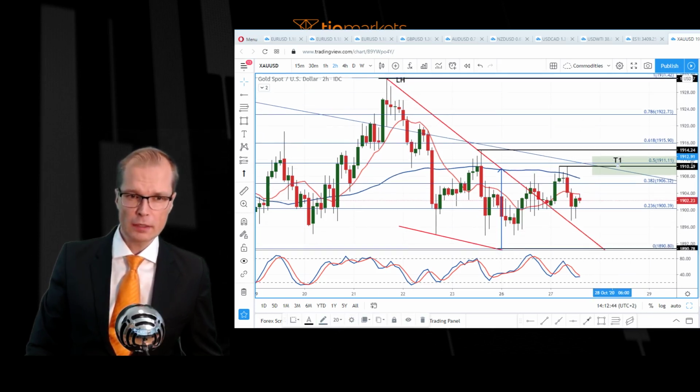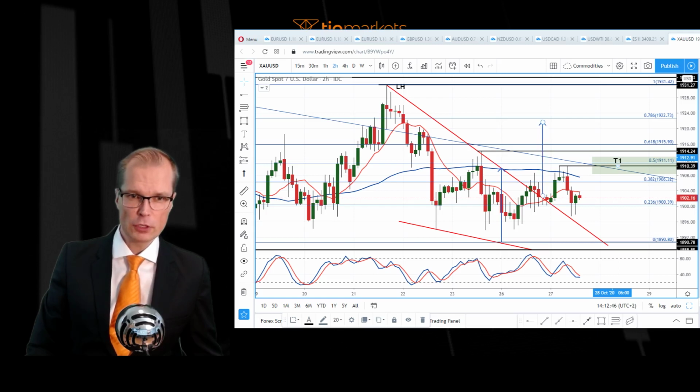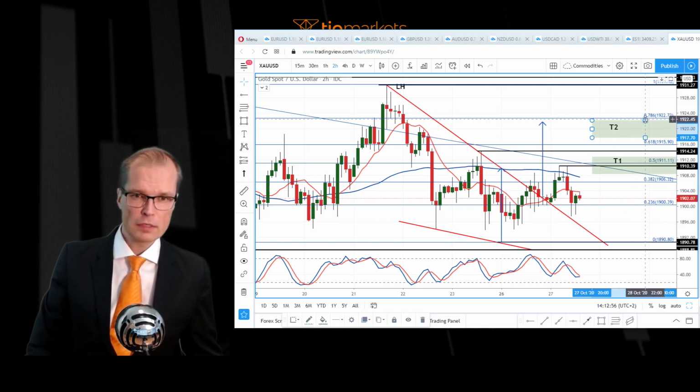Now if we take the width of this formation, it gives us another target, and I think this makes a really good target 2, as it's close to the 78.6 Fibonacci level. So the target 1 is from 1908.34 to 1912.80, and target 2 from 1980.60 1860 to 1923.